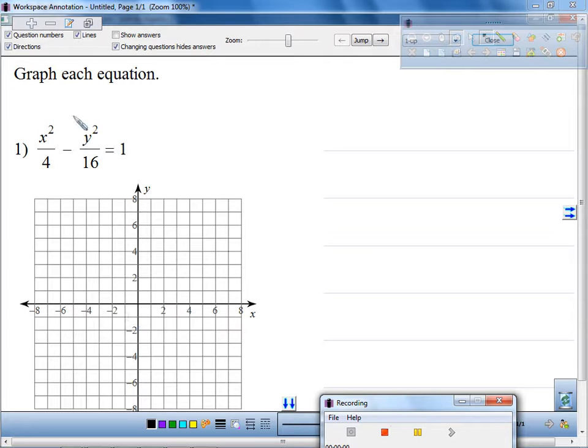For this, we're graphing a hyperbola. We know it's a hyperbola because we have this subtraction sign in between. So that's the difference between that and an ellipse. Now to graph this, what we're going to do is draw a rectangle.